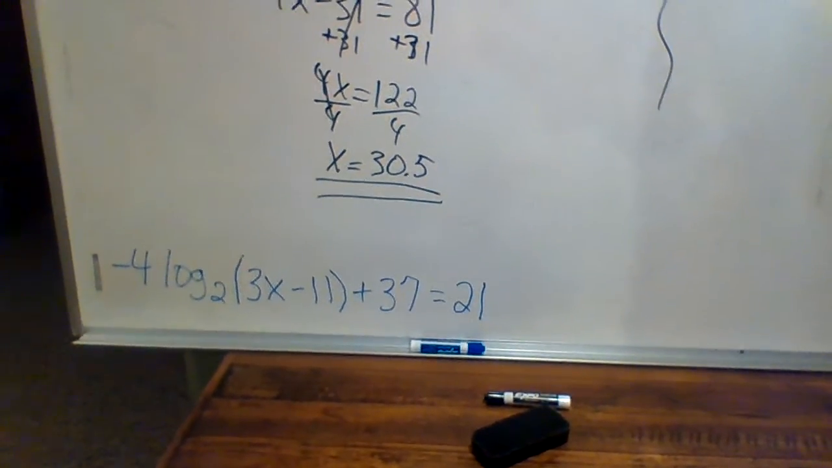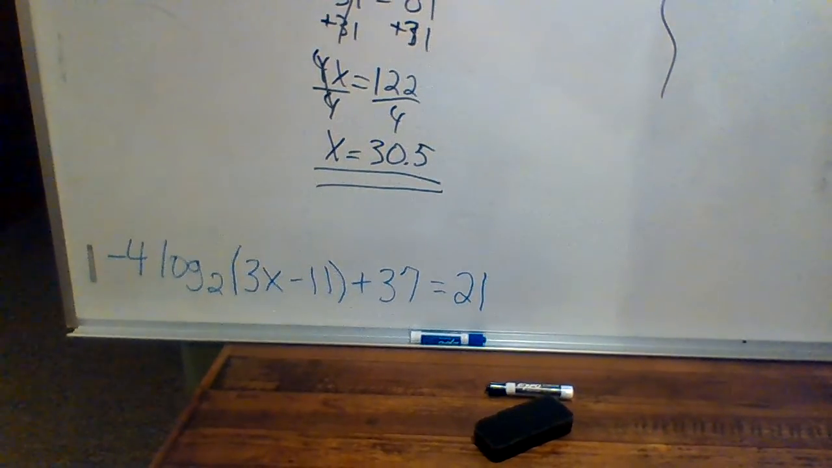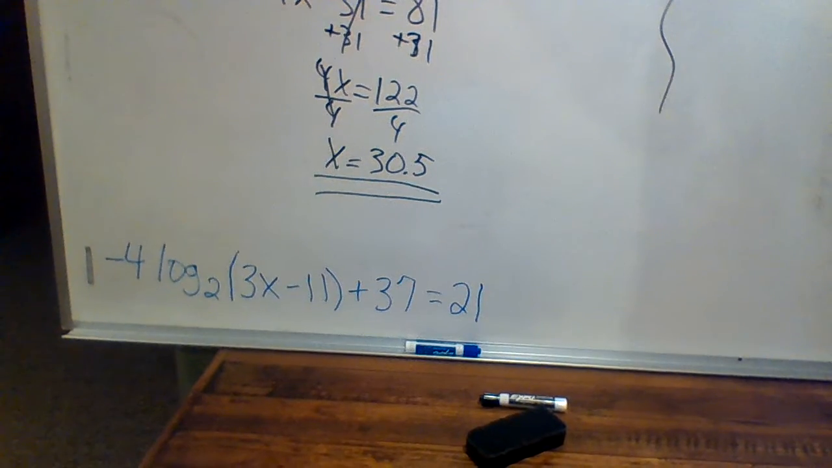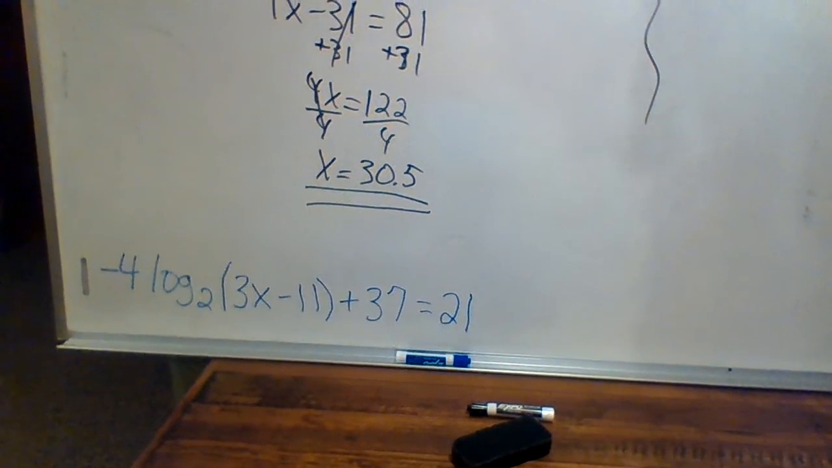There's the problem for your homework: negative 4 log 2 of 3x minus 11, plus 37 equals 21. Solve that, put your answer in the journal, and you're good to go.